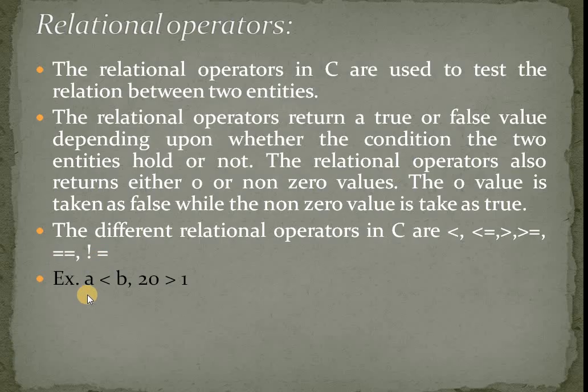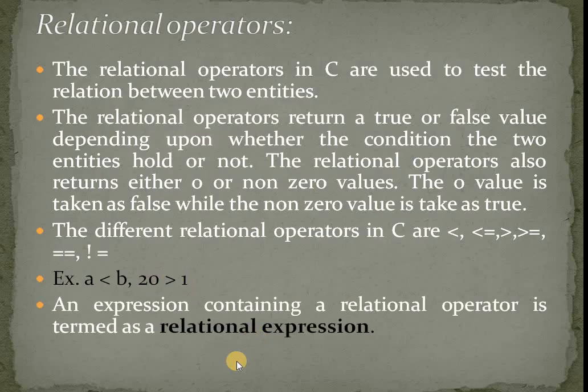So here is an example. A less than B checks the values of A and B. We are going to use this relational operator. Similarly, 20 is greater than 1. We are using this relational operator. An expression containing a relational operator is termed a relational expression. So here what is given to you is a relational expression, and the value of the relational expression is always true or false.